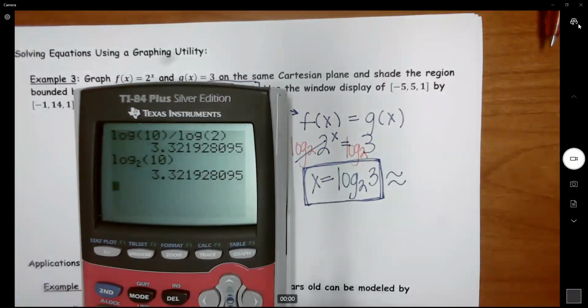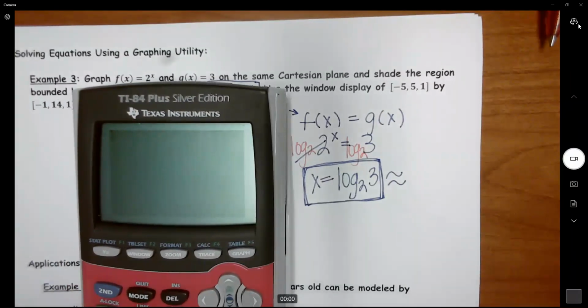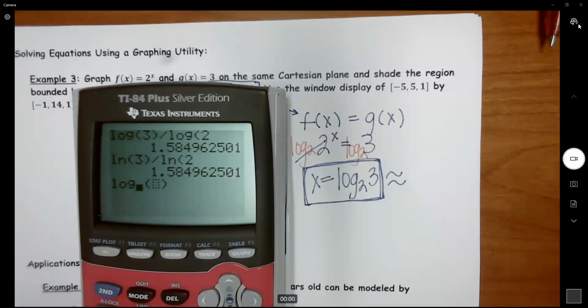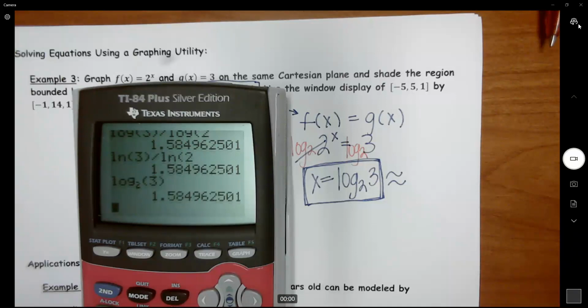You can do that by your change of base, which is log base 3 divided by log base 2. You can do the natural log of 3 divided by the natural log of 2, or you can go math, arrow up to log base and do 2 of 3. Those all took mere seconds. So pick whichever method you like.